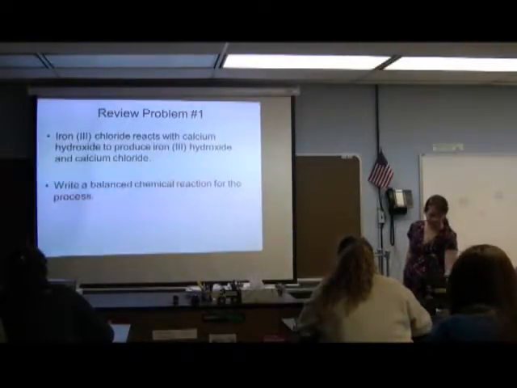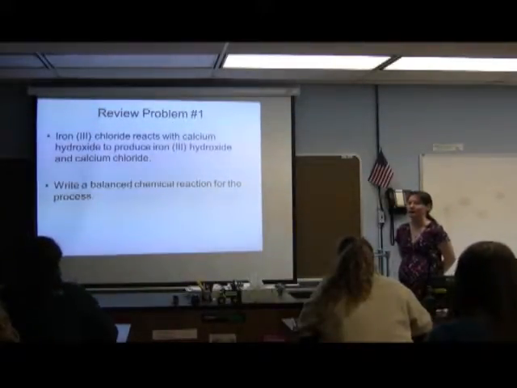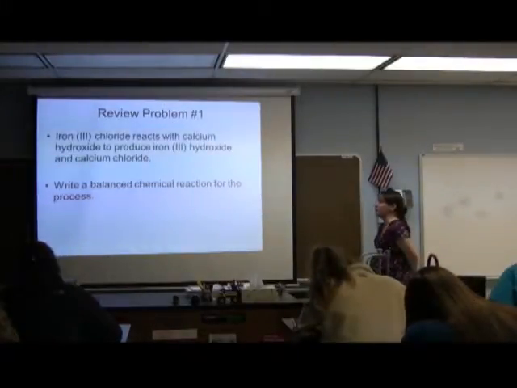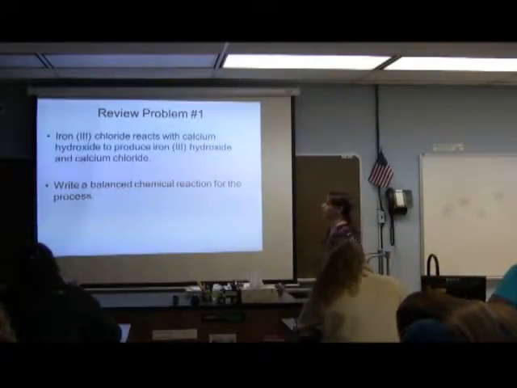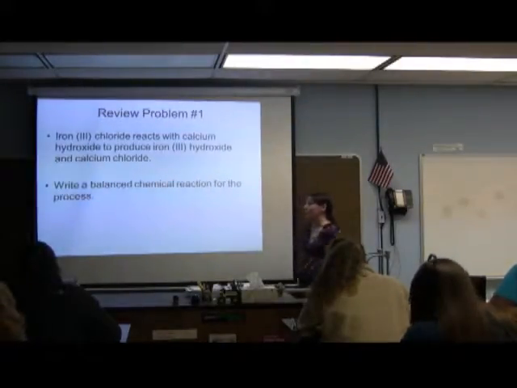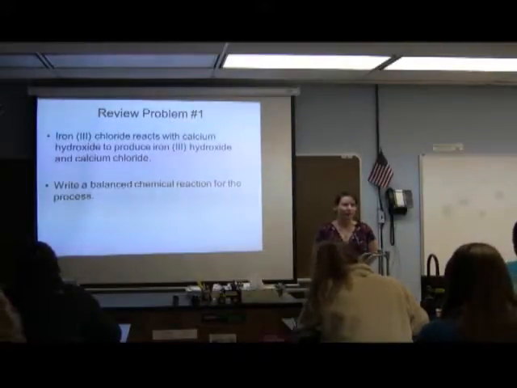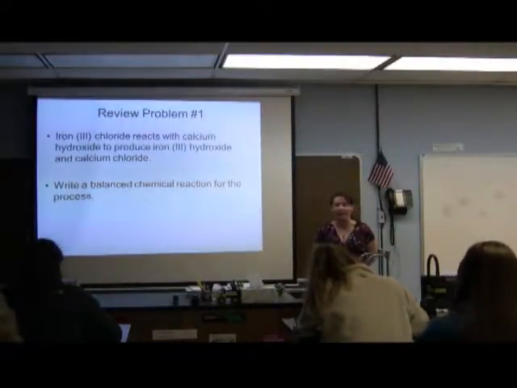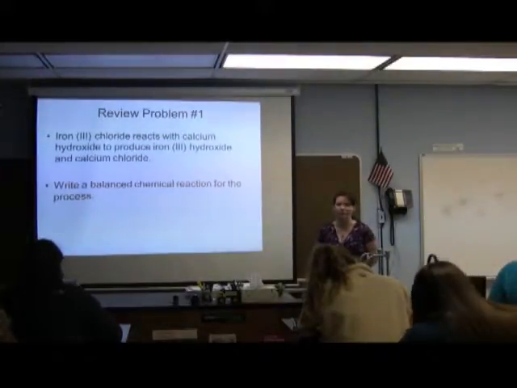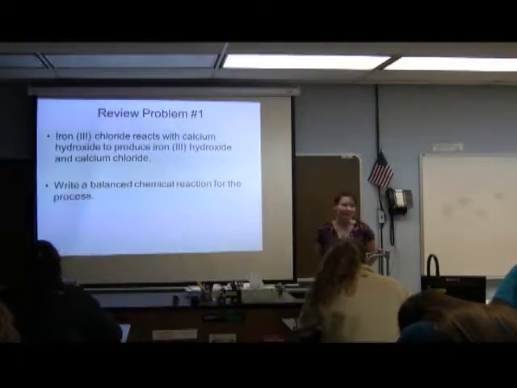All right. Why don't you take a second and tackle this one as a review problem. Iron 3 chloride reacts with calcium hydroxide to produce iron 3 hydroxide and calcium chloride. Write a balanced chemical reaction. If I give you a formula, you should be able to give me the name. If I give you a name, you should be able to convert it to a formula. So this is a review not only of yesterday, it's also a review of last week.